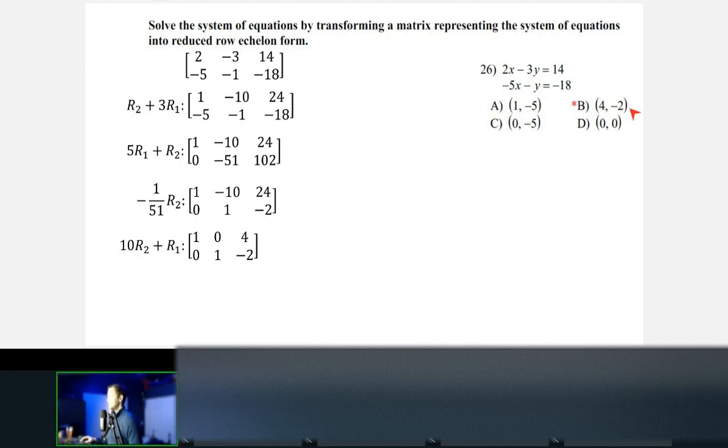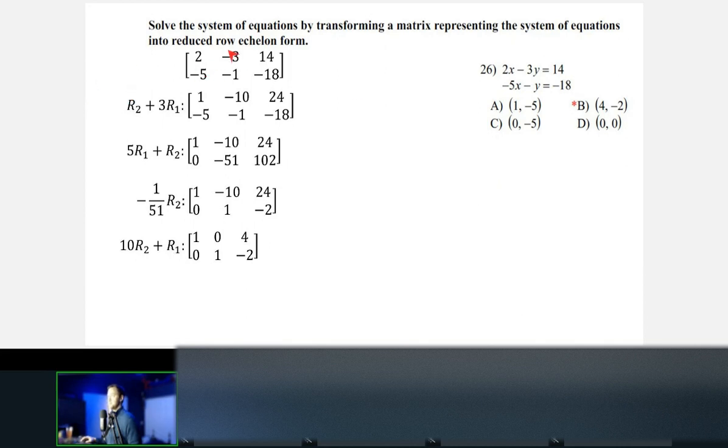Or I could even guess and check, right? I could just plug x and y into both equations to see which combination actually works for both equations. So I would check these. I would get false for maybe one or both of the equations, and then I would check B, and I would get true and true for both equations. So there's a few ways to approach multiple choice tests, which is nice.